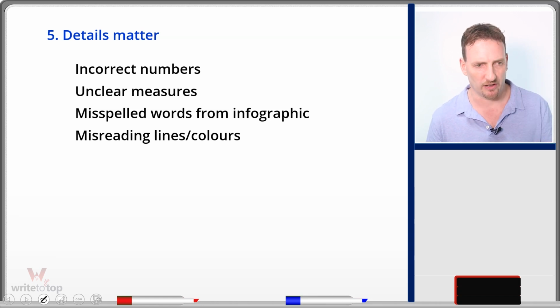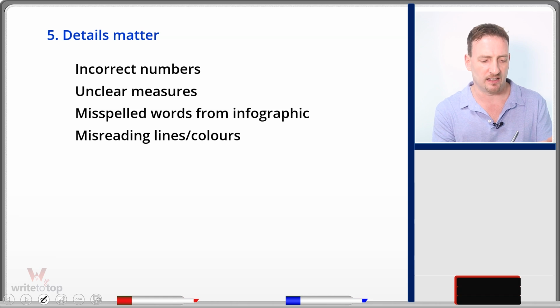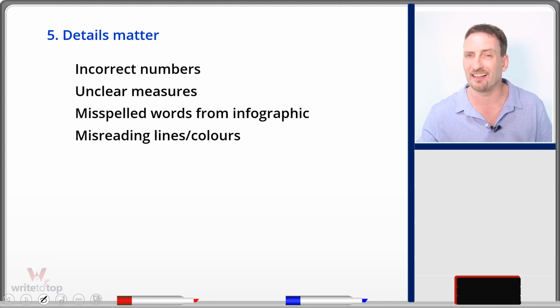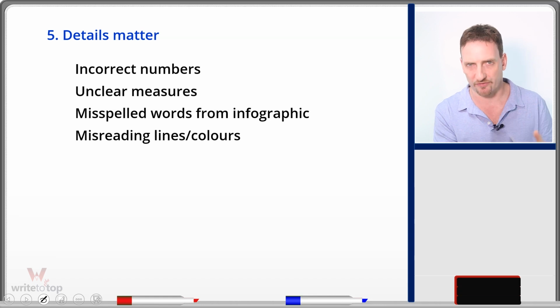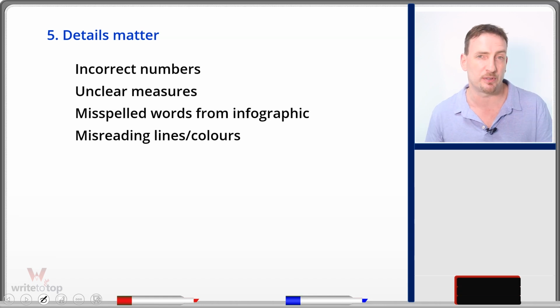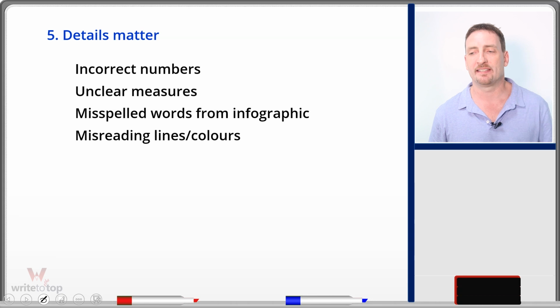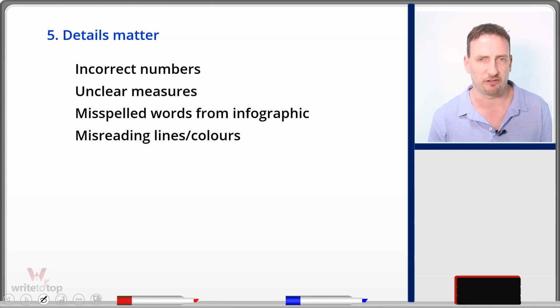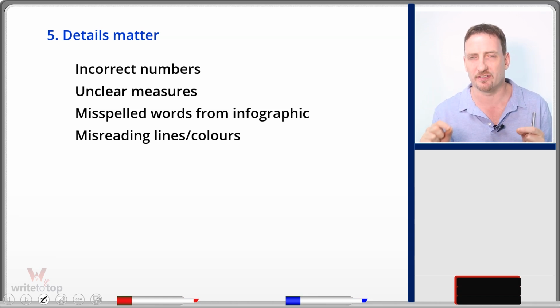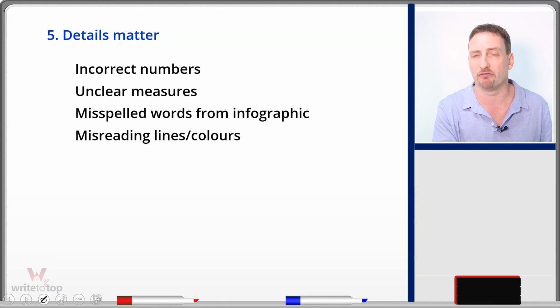Make sure the measures are clear. If you're writing something went up by 1 billion, like $1 billion or 1 billion units or 1 billion tons, make sure that you put the measure with a number so it's very clear, and do it every time you put a number down, right? Misspelled words from the infographic. In the task itself or in the infographic, they will give you some words that you will probably use in your writing.